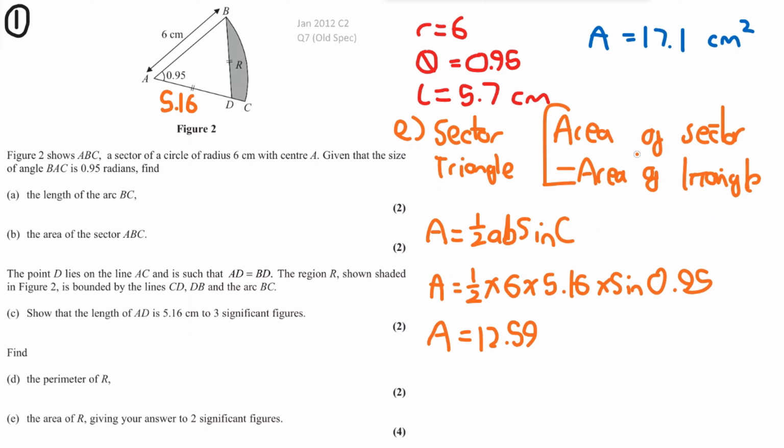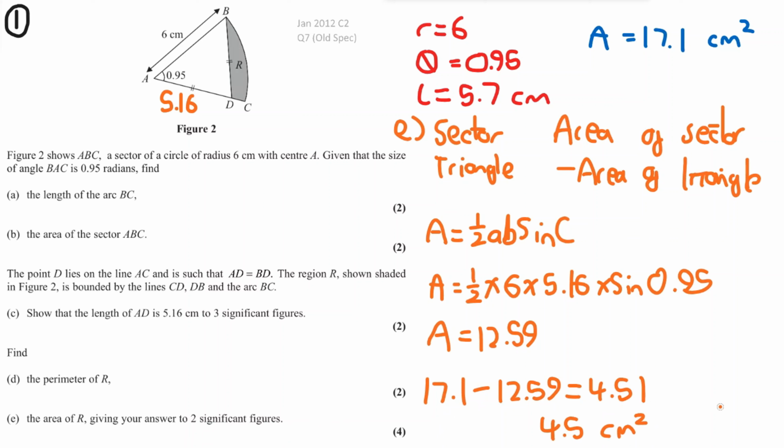So therefore, in order to get the area of the segment, we need to do the area of the sector, 17.1, minus the area of the triangle, 12.59, which if you put into a calculator is equal to 4.51. Once it's to two significant figures, it's going to be 4.5 centimeters squared.